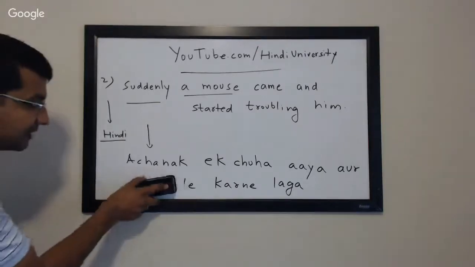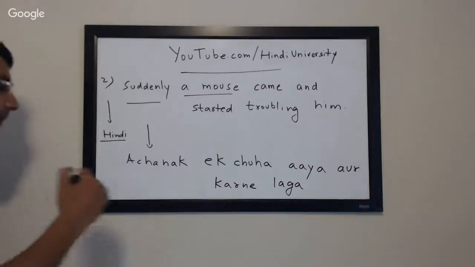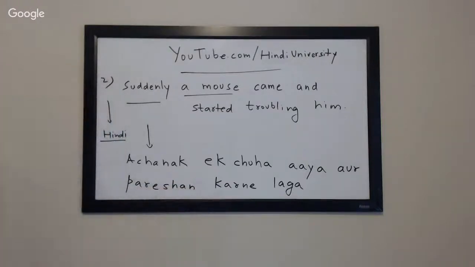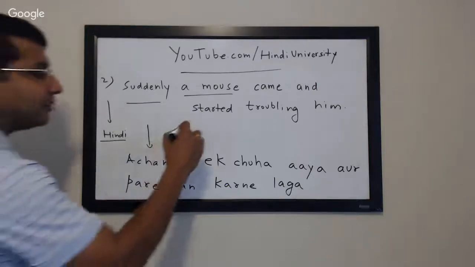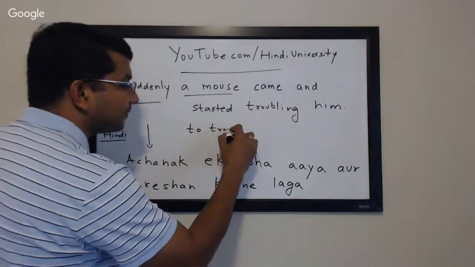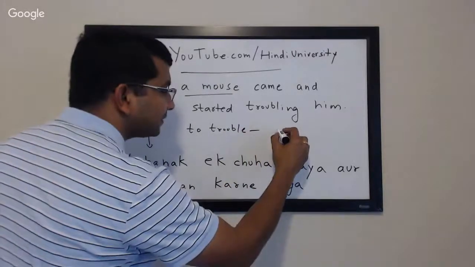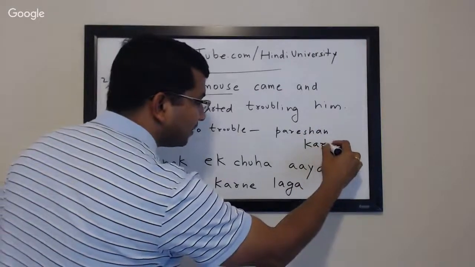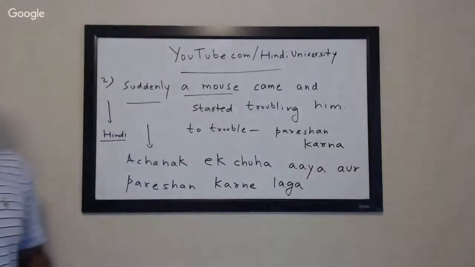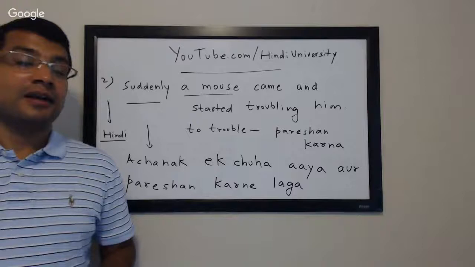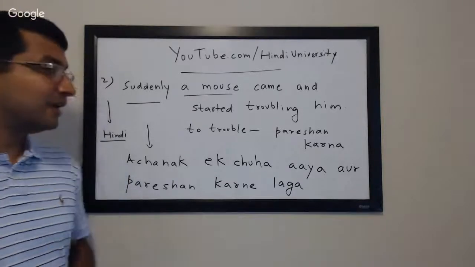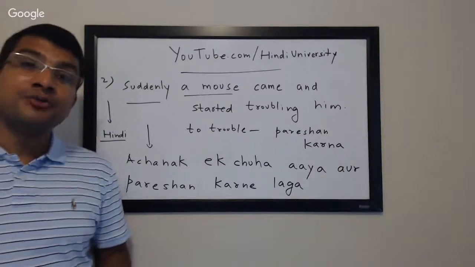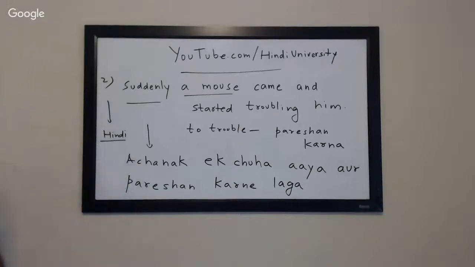Okay. Now let's replace it with the Hindi word aur pareshan karne laga. Pareshan. The word is pareshan. Okay. Pareshan karna. To trouble is pareshan karna. So write down in your list of all the verbs. There are many ways to say that, but that's something we have not learned before. Pareshan karna. Okay. So let's say if my kids are running around me and they're troubling me, I can say bache pareshan kar rahe hain. Or stop troubling me, right? Mujhe pareshan mat karo. Or why are you troubling me? Aap mujhe pareshan kyo kar rahe ho? Okay. Does that make sense?